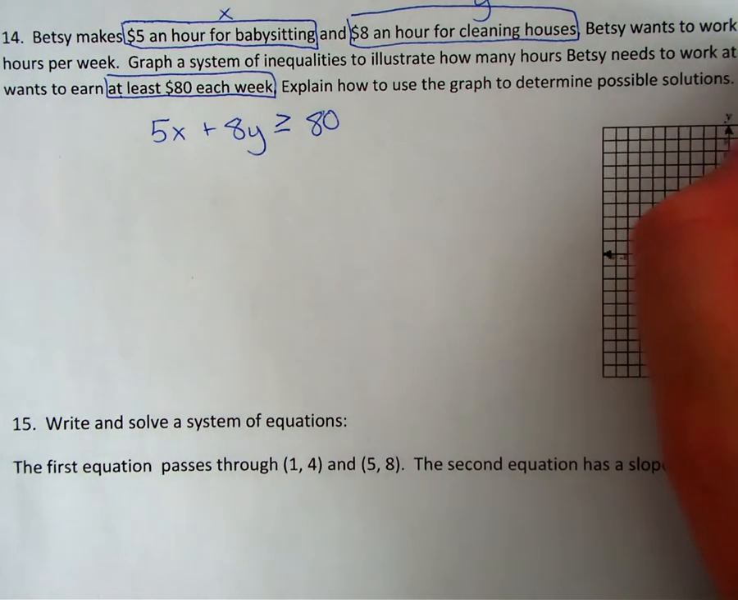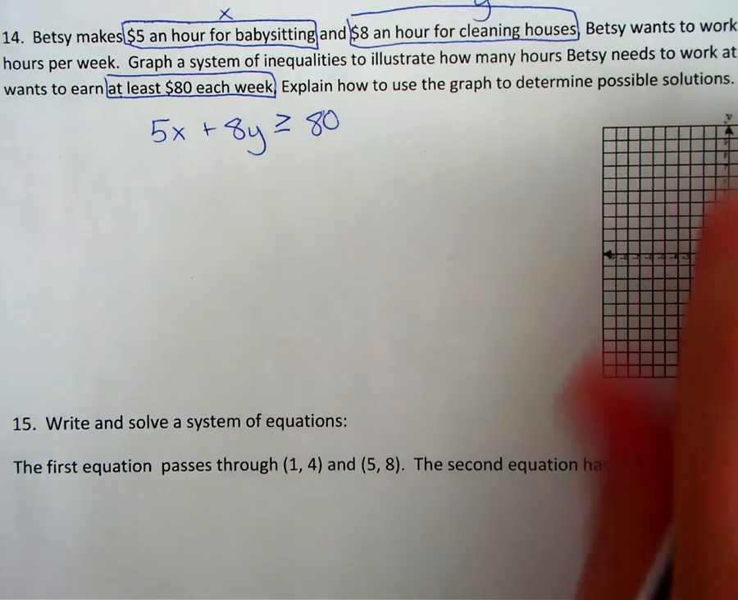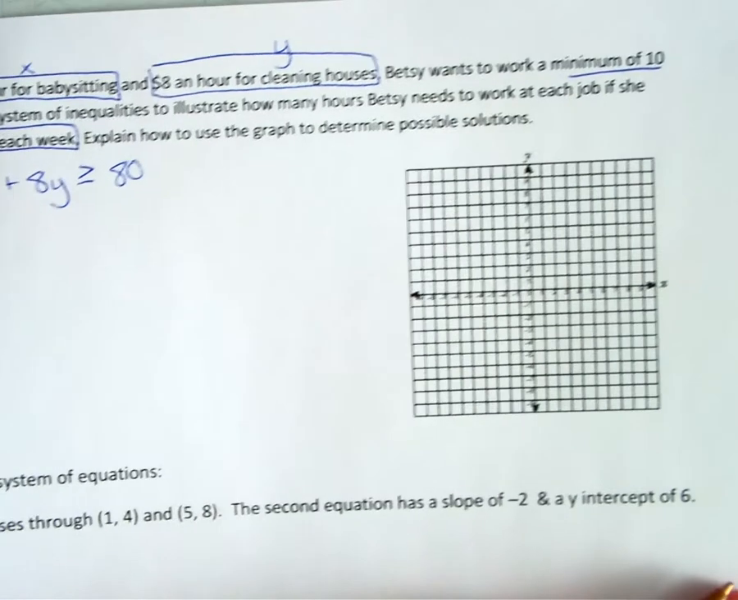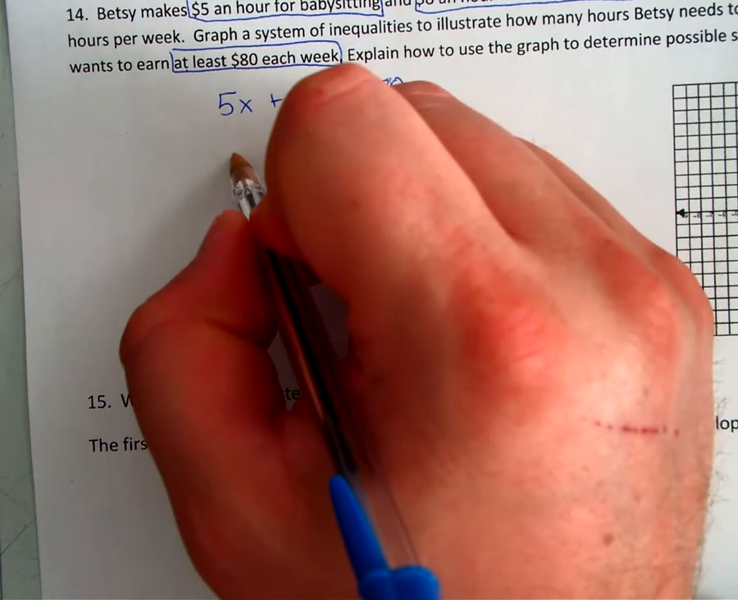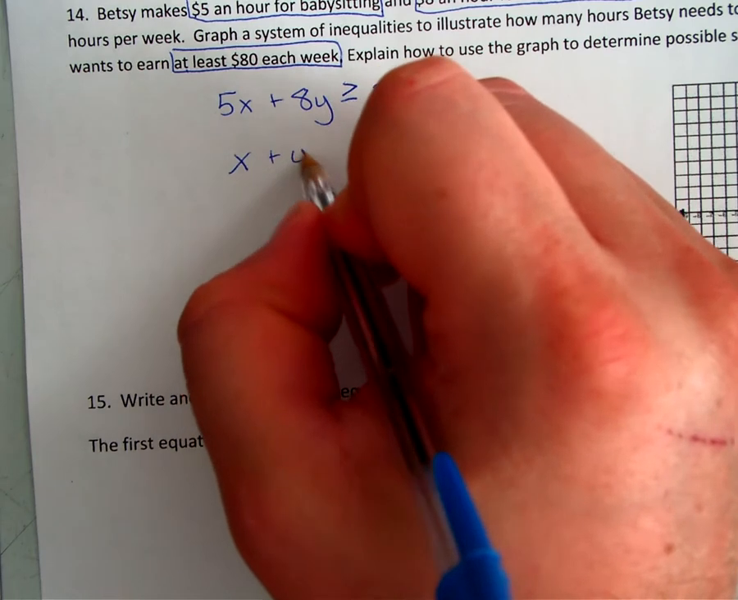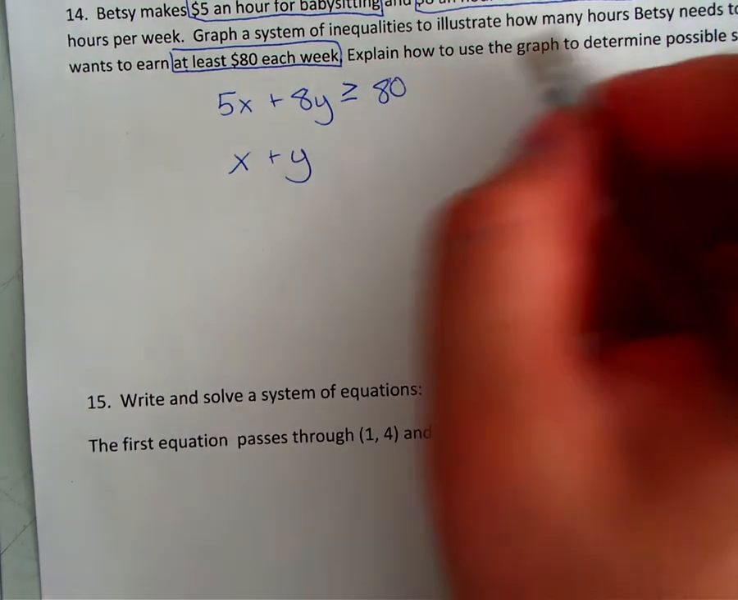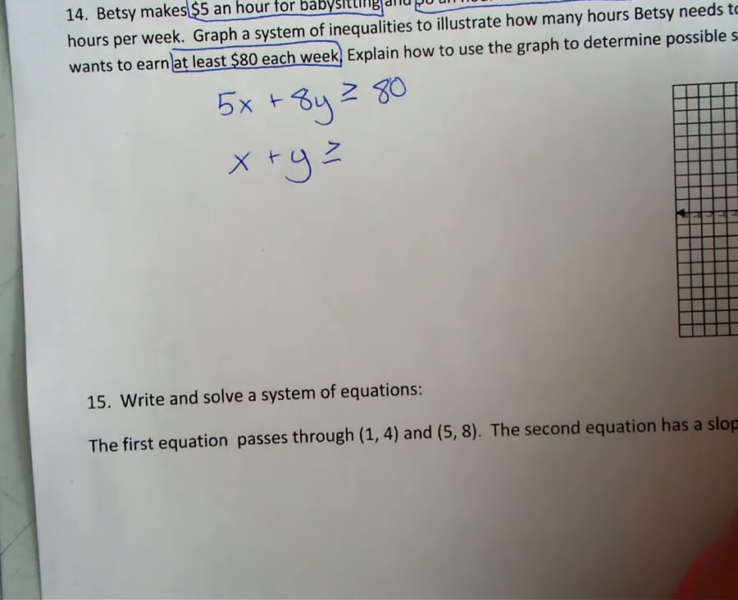Betsy wants to work a minimum of 10 hours per week. So it's going to be 10 or more. And so the babysitting plus the house cleaning hours must add up to 10 or more.